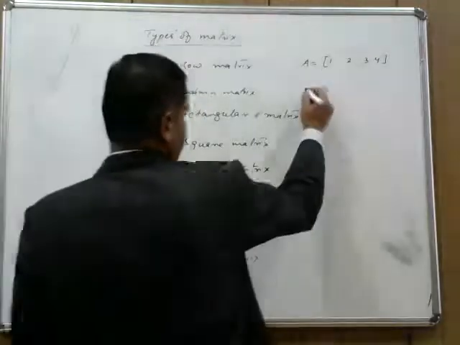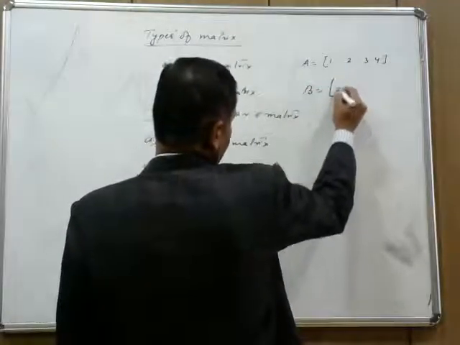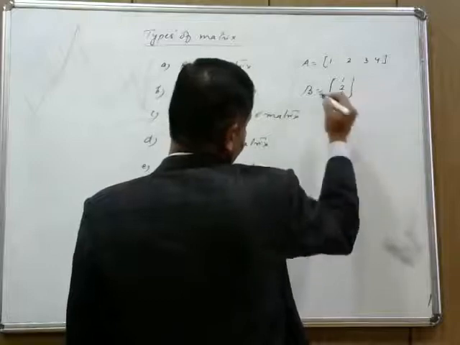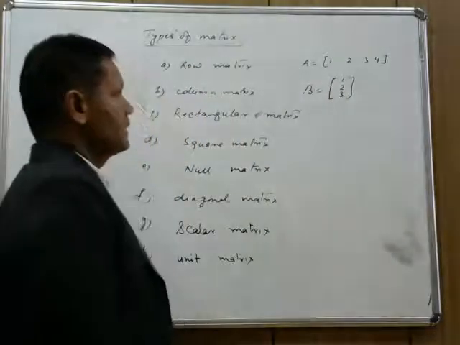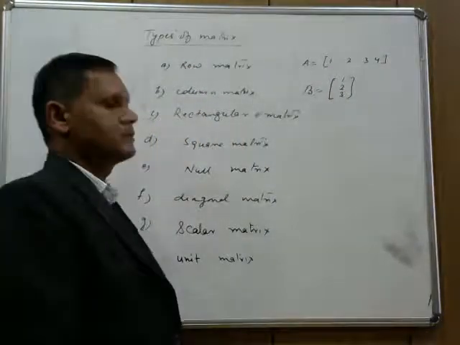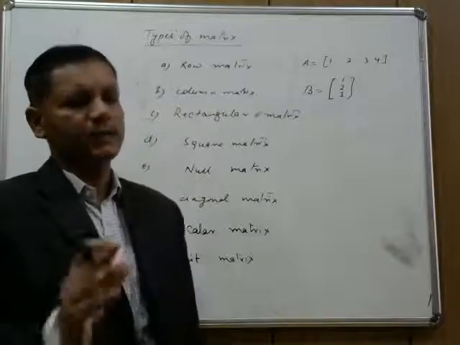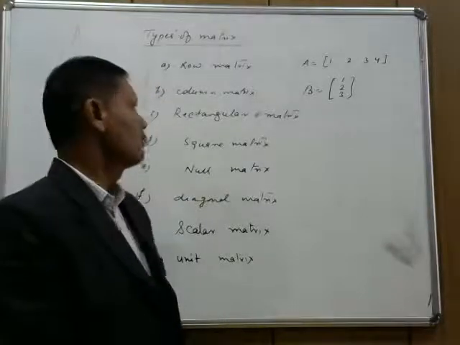If I have a column matrix, I write B is equal to 1, 2, 3. A column matrix is a matrix having only one column and the number of rows can be any. That is called a column matrix.